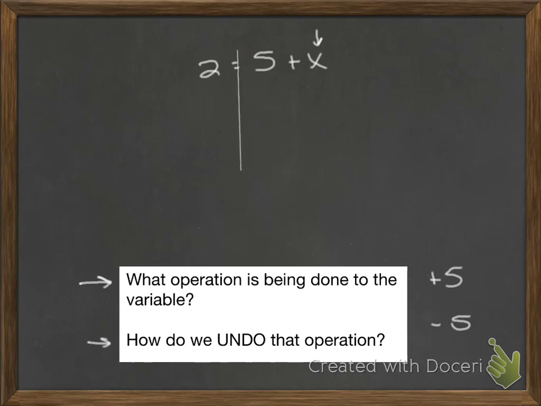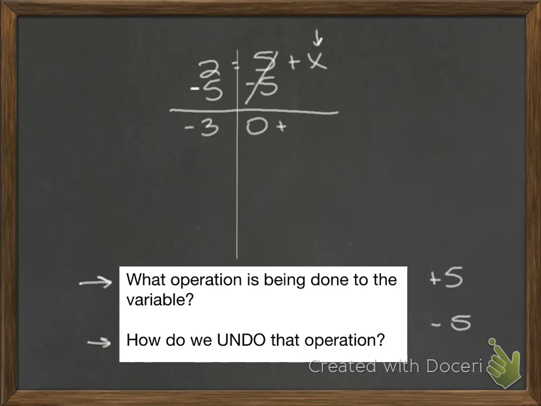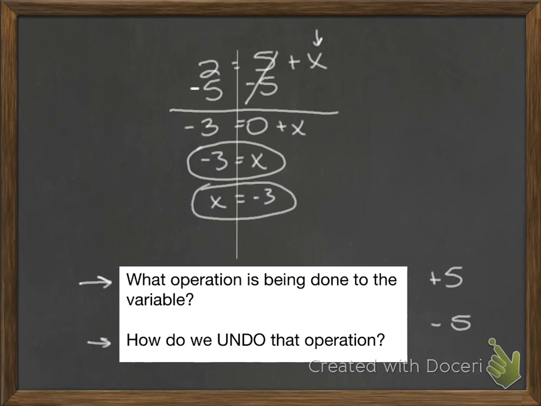So again, I'm going to draw my vertical line so I don't get my two sides of my equation confused. I'm then going to subtract 5 from both sides of my equation. 2 minus 5 is -3. 5 minus 5 is 0. You could write 0 plus x, or you can just say that x is equal to -3, or -3 is equal to x. Notice that saying that -3 is equal to x is exactly the same as saying x equals -3. Both of these are true and correct.